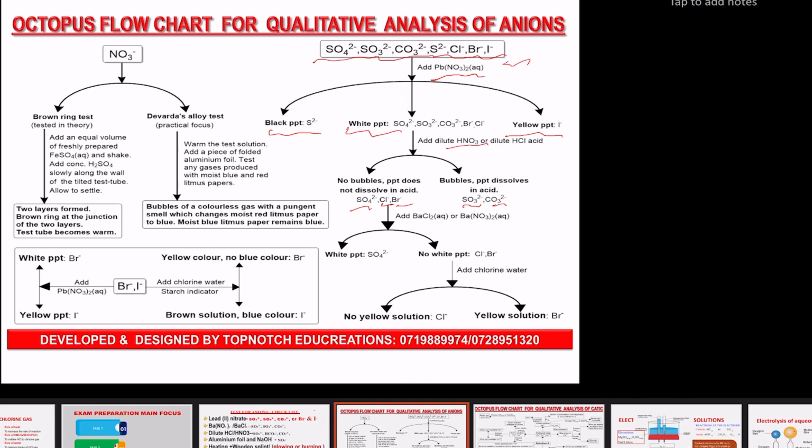When you add barium chloride or barium nitrate, you get a white precipitate. That tells you that it is a sulfate. If there is no white precipitate, it is chloride and bromide which is present. So in that kind of scenario, how do you differentiate chloride ions and bromide ions?